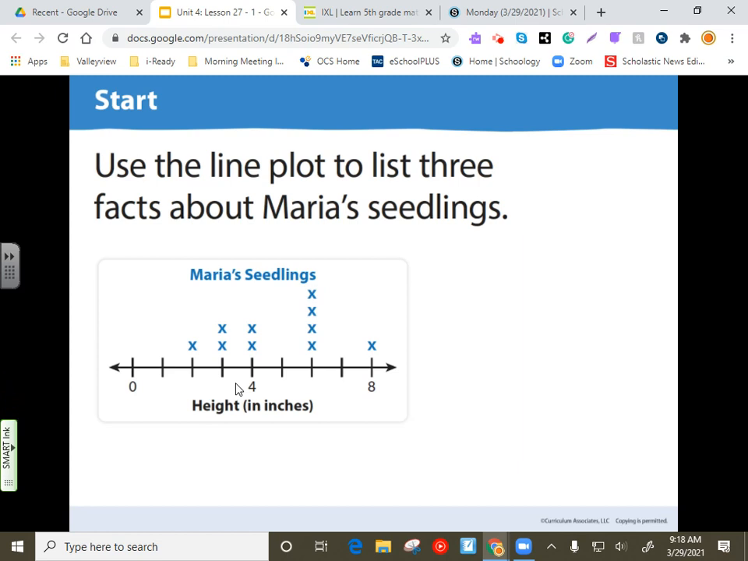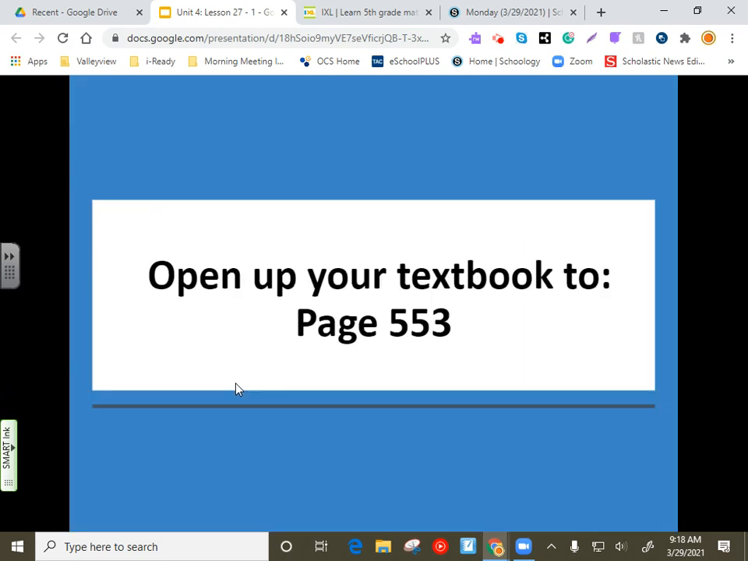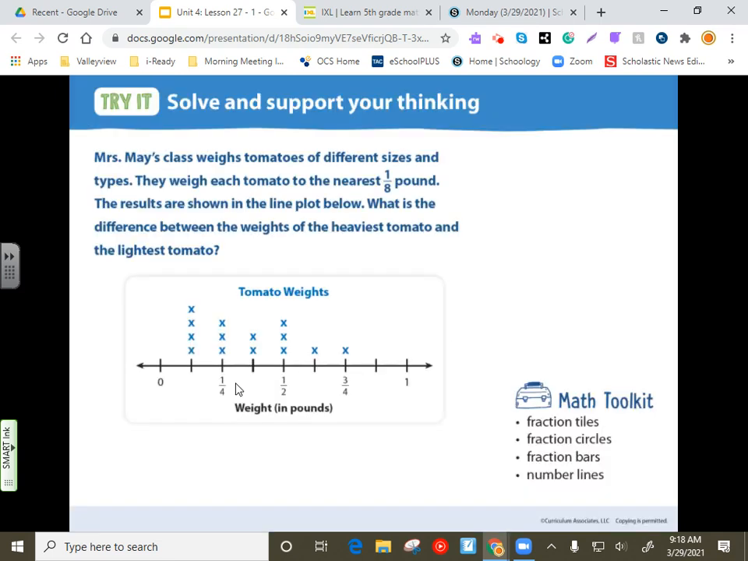All right, so our lesson starts on page 553. And this is a short one since it's the first session. But Mrs. May's class weighs tomatoes of different sizes and types. They weigh each tomato to the nearest 1/8 pound. So right away we can recognize that every weight on here is part of a 1/8 scale. The results are shown in the line plot below. What is the difference between the weights of the heaviest tomato and the lightest tomato?